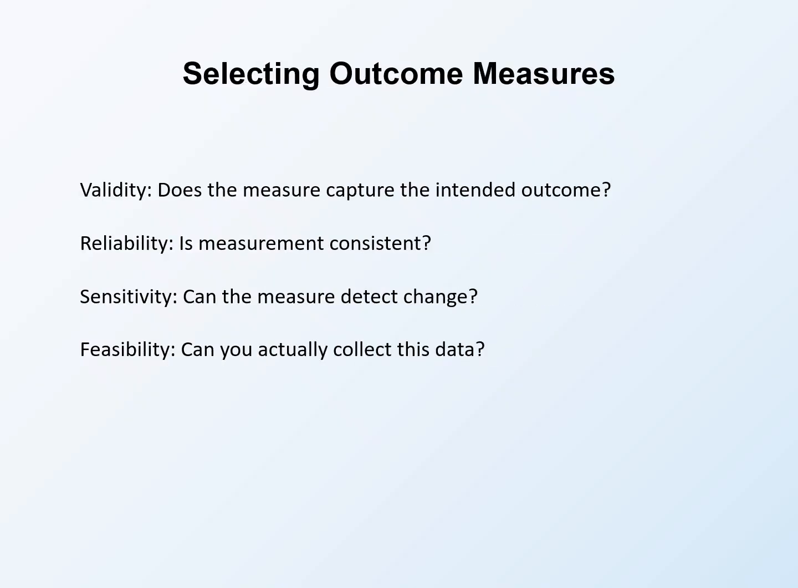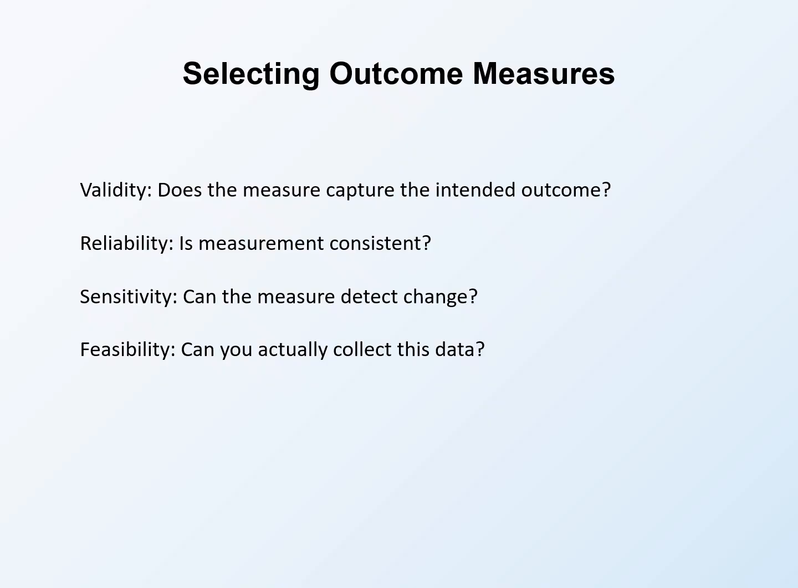Selecting outcome measures requires balancing several criteria. Validity asks whether the measure captures the intended outcome. If you want to measure job readiness, does your measure actually assess job readiness? Face validity and construct validity matter.